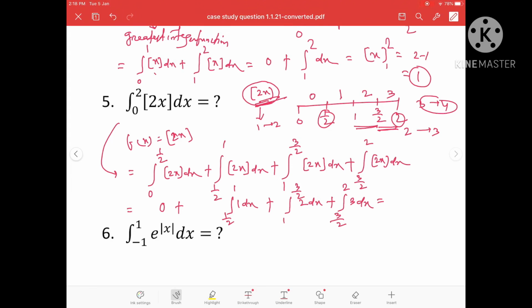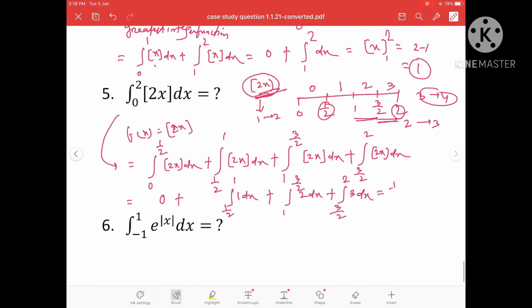Now just simply you can solve and you can get the result. It will be half plus 1 plus 3 by 2. The answer will be 3.